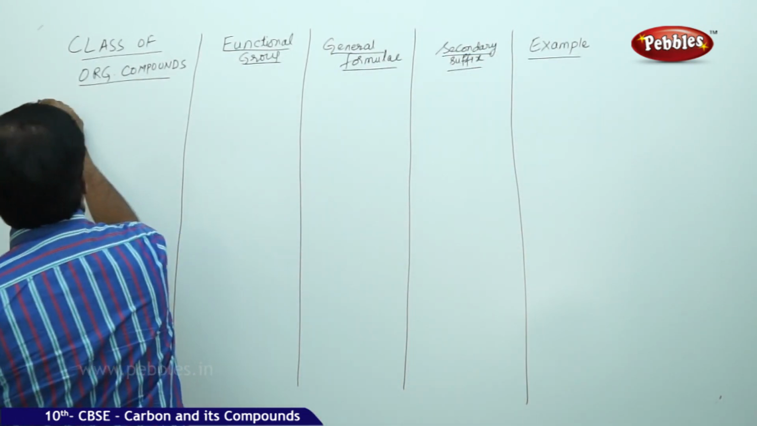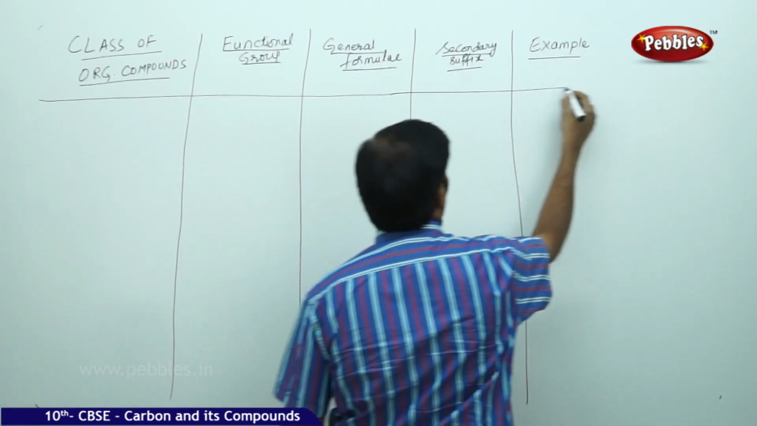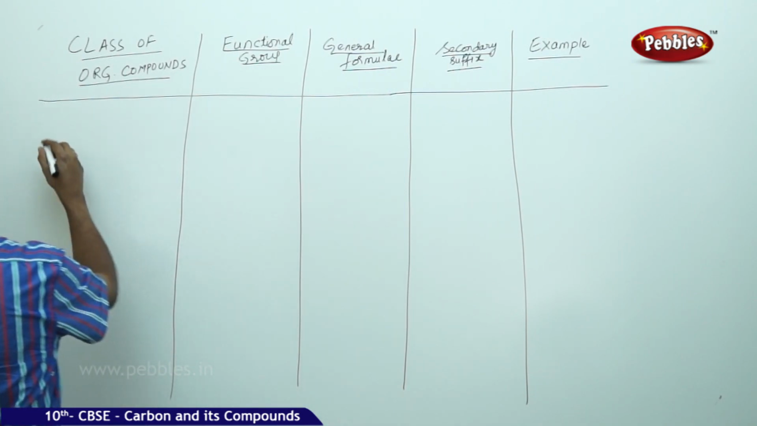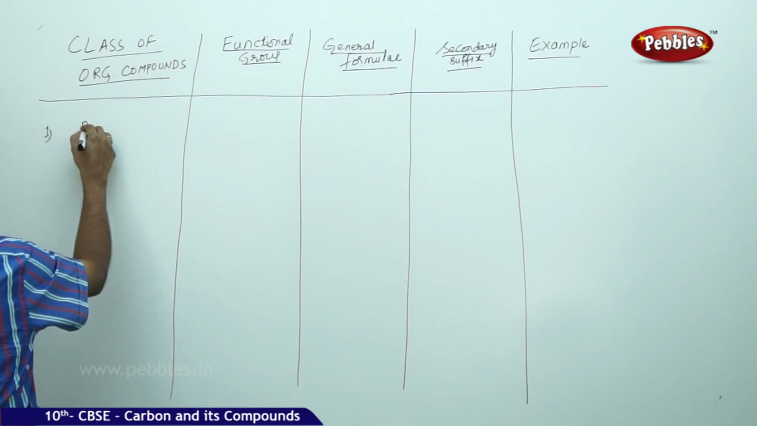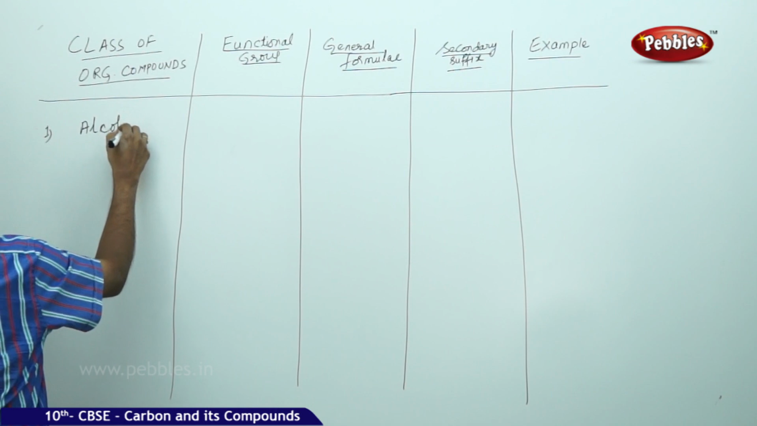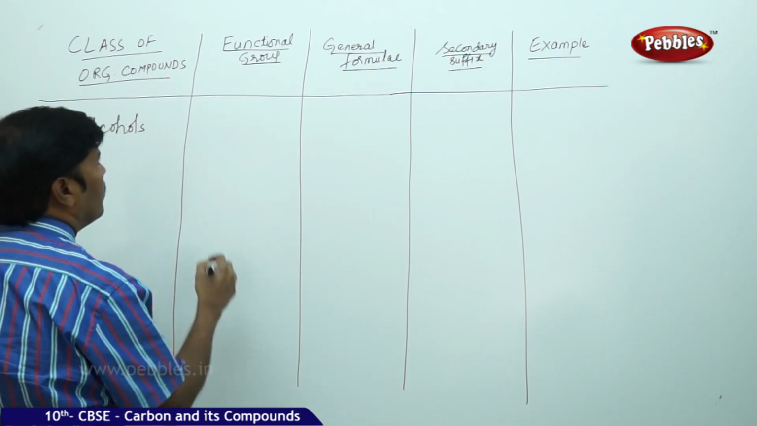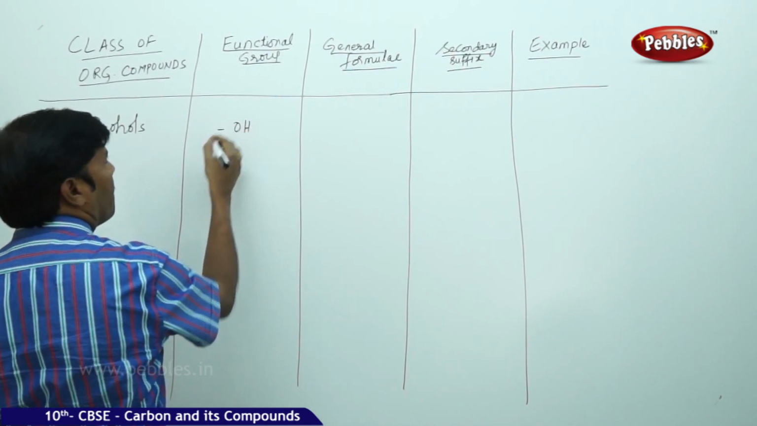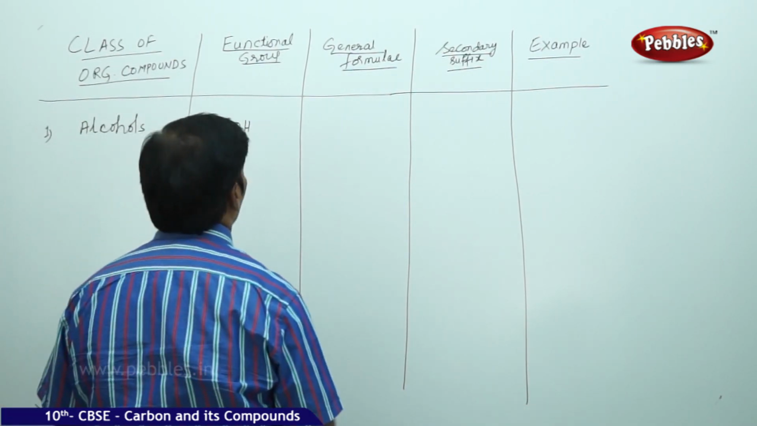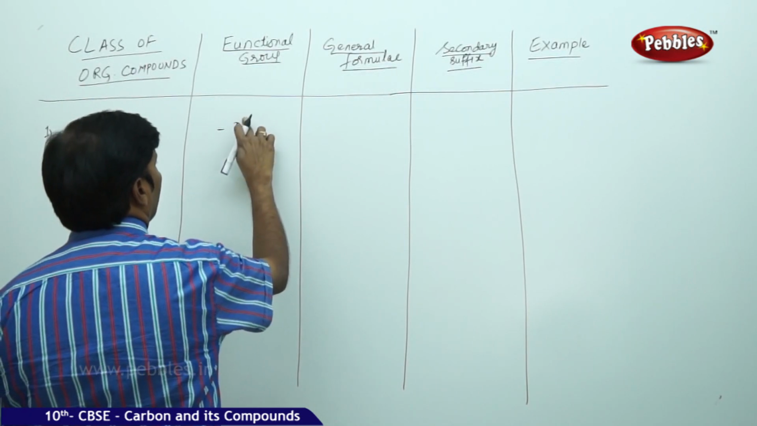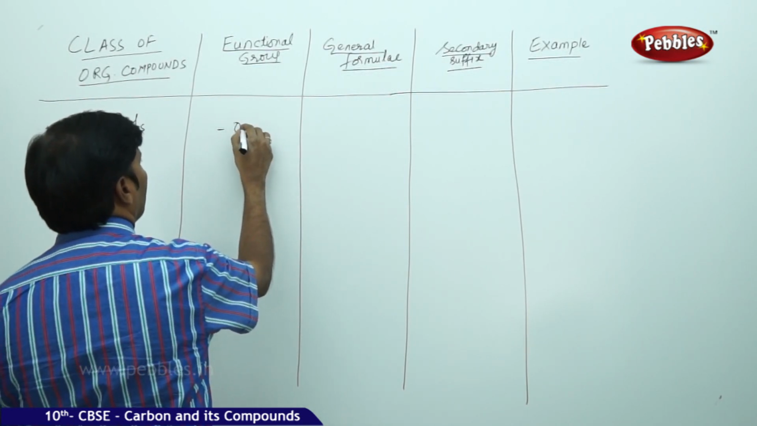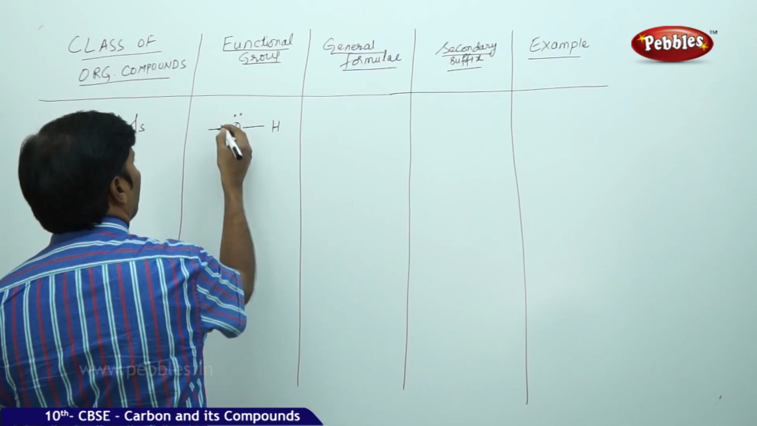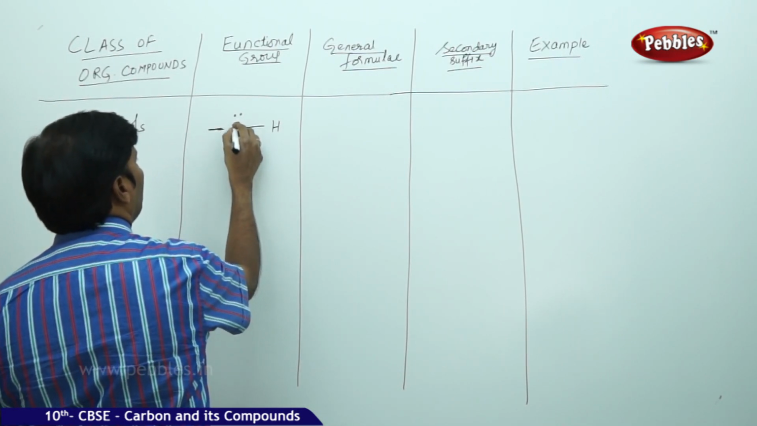So we have the class of organic compounds, functional groups, general formulae, secondary suffix, and examples. Let us start one by one. Suppose I am going with the first one, that is alcohols. The class of organic compounds is alcohols. The functional group is OH. You can just show it like this. This is the functional group of alcohol with the oxygen.